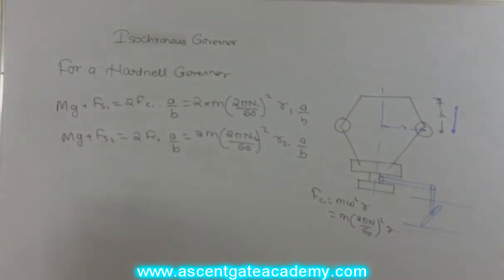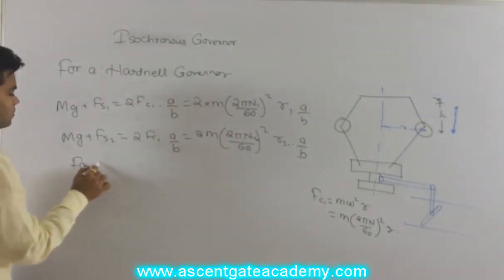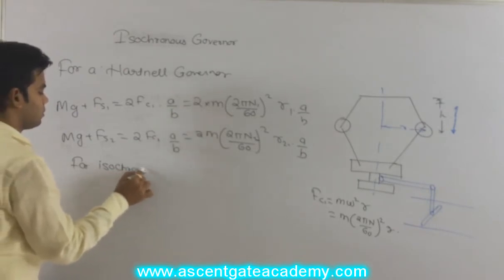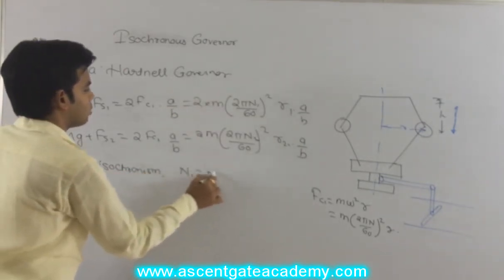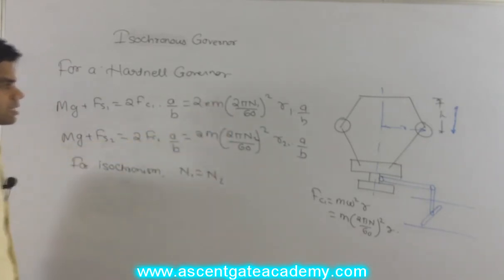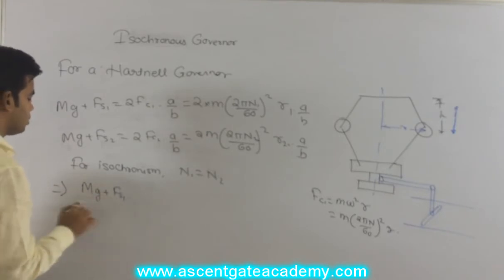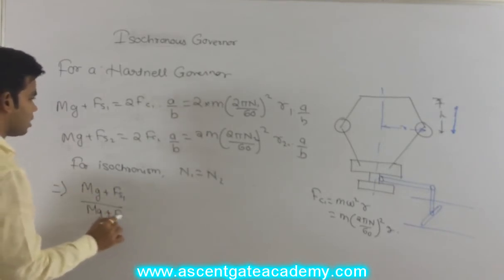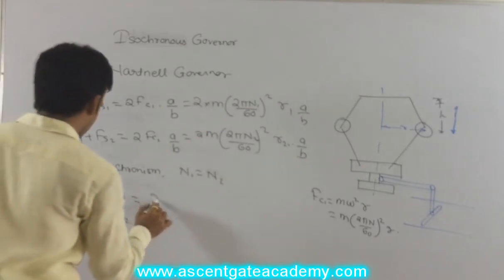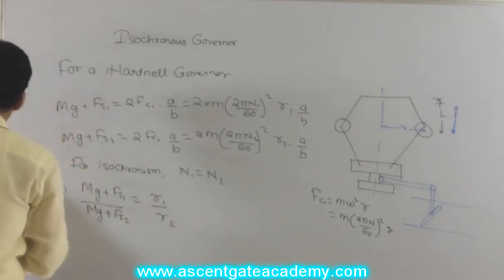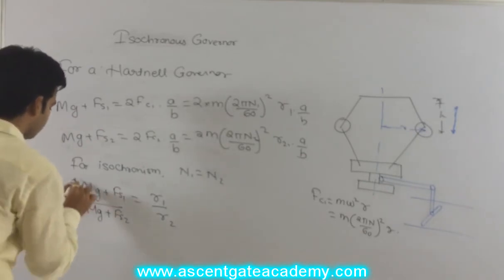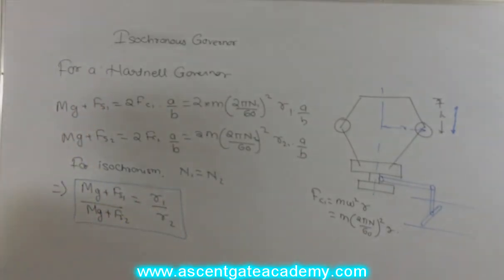Okay, and when we divide this for isochronism, n1 should be equal to n2, and on dividing, this term will get cancelled out, a and b will get cancelled out, and we will get (mg plus fs1) upon (mg plus fs2) is equal to r1 by r2. That's it. So this is the condition of isochronism for a Hartnell governor. Okay. Now write down a few important notes.